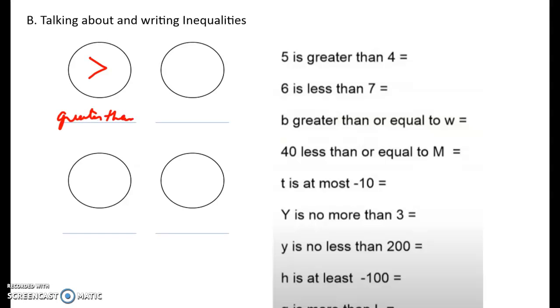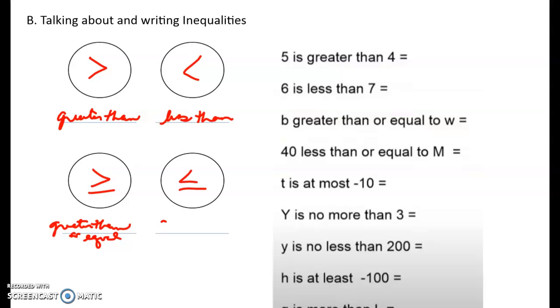Okay, so inequalities would be greater than. That's with the mouth of the symbol pointing to the left. And we have lesser than or less than. And then, of course, we have greater than or equal and lesser than or equal. Whoops, sorry, I'll fix that.